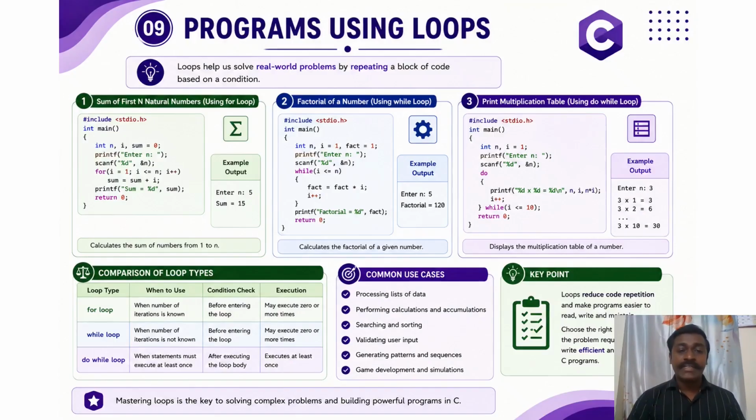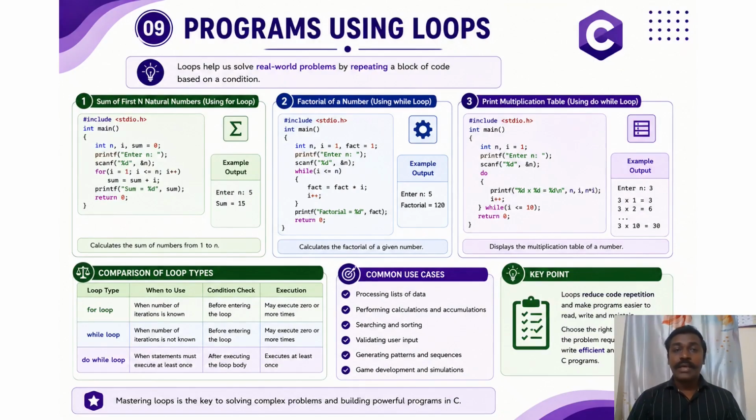When the number of iterations is known, we can use a for loop. When it's not known, we can use a while loop. And if you want to run at least once, we can use a do while loop. So the condition is checked before entering the loop in both for and while, and in do while, it is checked after executing the loop body.